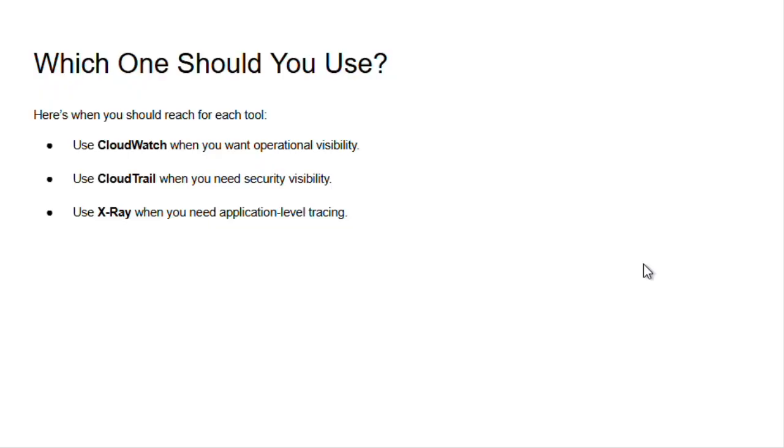Let's walk through a real scenario. Your API is slow and customers are complaining. CloudWatch shows high latency on the API. X-Ray identifies the DynamoDB queries as the bottleneck. CloudTrail reveals a user recently changed the DynamoDB provisioned capacity. Three tools, three perspectives, one solution. And that's the difference between CloudWatch, CloudTrail, and X-Ray.